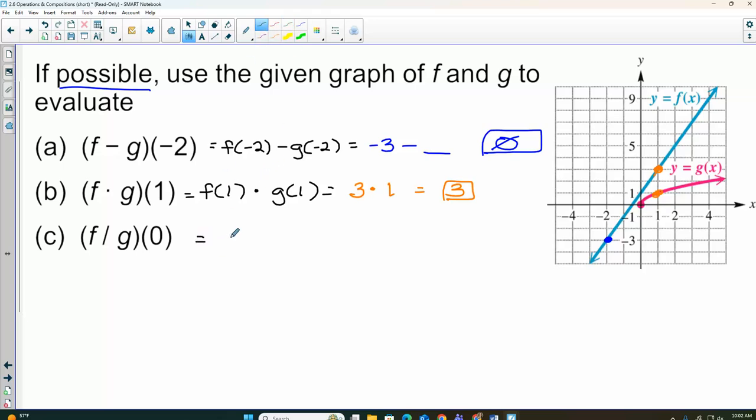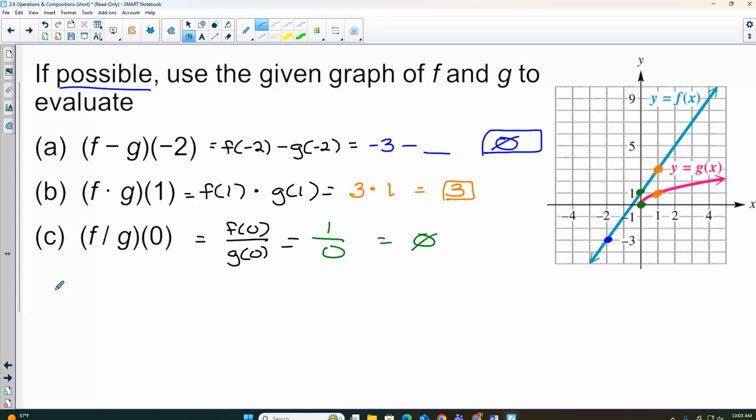Last one, f divided by g of 0 says f of 0 divided by g of 0. So when x is 0, what's the y value of f? So here's when we're at 0. What's the y value of f? Divided by, what's the y value of g? And 1 over 0?